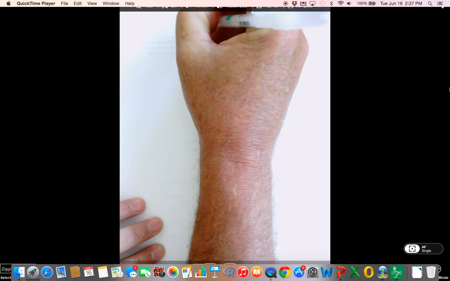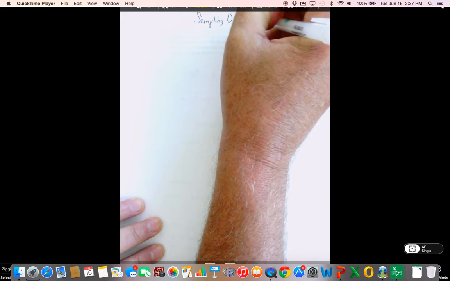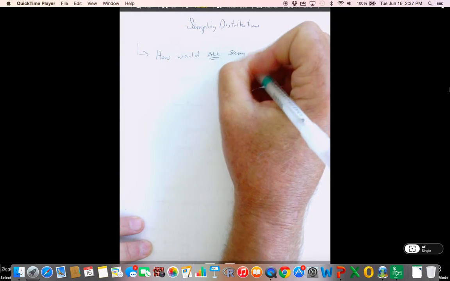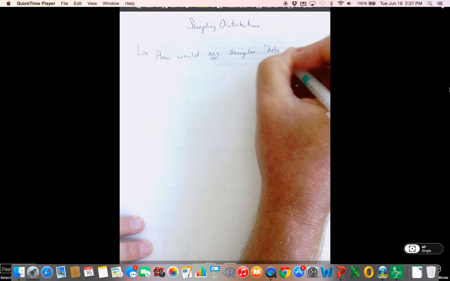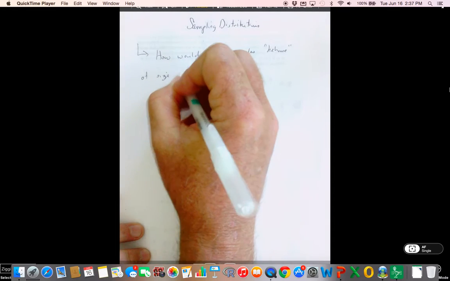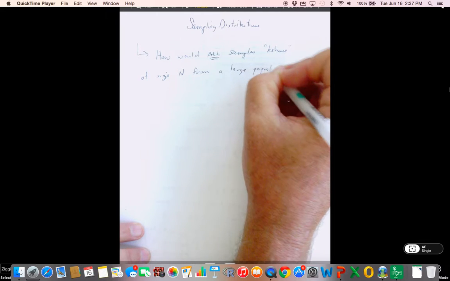We're going to build upon that now, and we're going to get into something called sampling distributions. Sampling distributions play an important role in heading into big boy, big girl statistics, which we will start after your midterm. So sampling distributions ultimately tell us how all samples of size n from a large population would behave. Now guys, let's think this through.